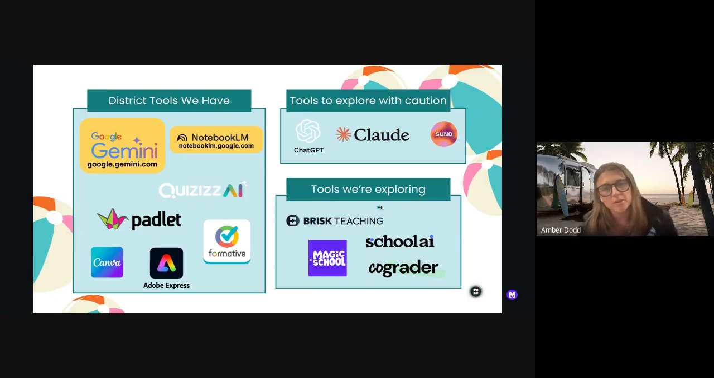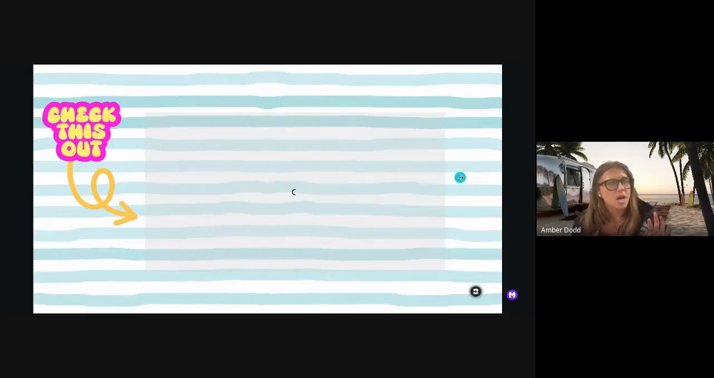Tools that we are exploring. There are some big EdTech companies coming out there. Brisk Teaching, Magic School, School AI, and CoGrader are some companies that we have been in talks with, but we have not moved forward with them. So just so you're aware, there are some behind-the-scenes things happening with companies that we have talked to, that we are exploring to see whether or not we can promote or purchase them. But district tools that we have.